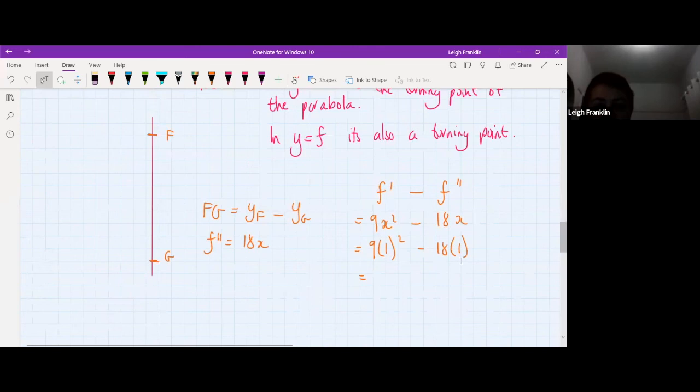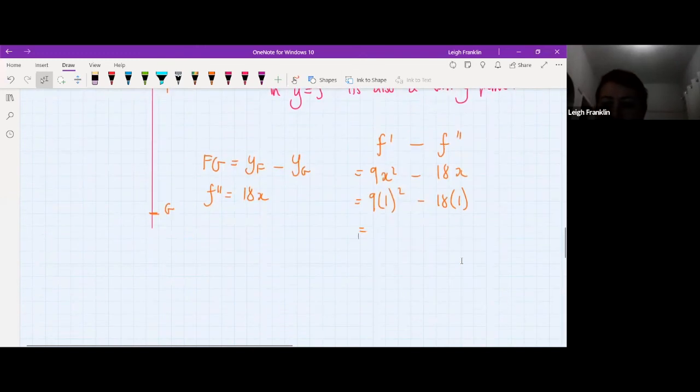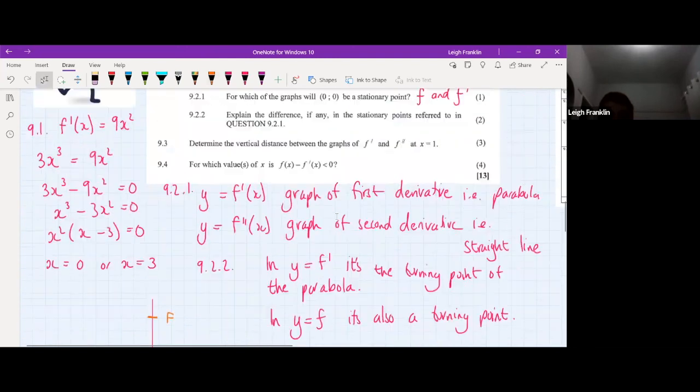Well, that doesn't make sense. Maybe what we should have done here is this, because we can't end up with a negative distance. So let's do it the other way around. Here it's going to be 18x minus 9x squared, which is 18 minus 9 times 1 squared. So it's going to be 9 units long, and that's the difference between those two at that point.